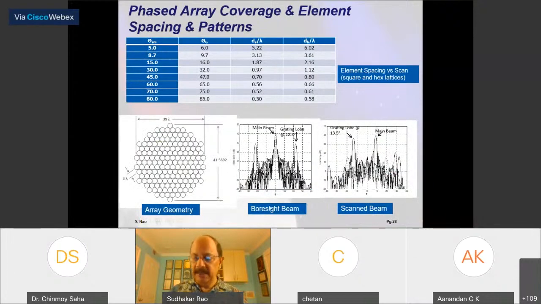So it shows some patterns. I won't go through both sides, and you can see the grating lobes there. But they're falling outside the coverage region. So here, worst case 13.5 degrees. The grating lobe is almost like a main beam, but at reduced level because the element roll-off actually reduces the level.